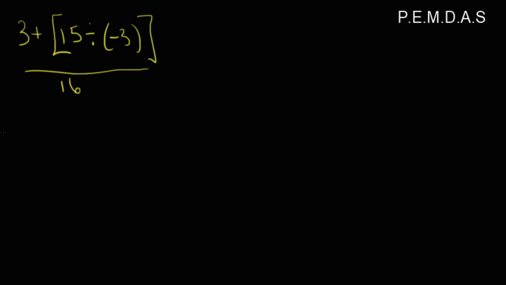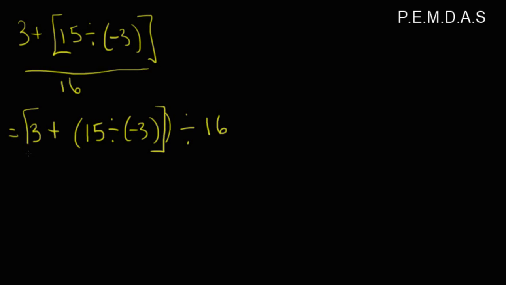Feel free to pause the video. I have 3 plus, in brackets, 15 divided by a negative 3, all over 16. So I can rewrite this for clarity. I want to go 3 plus 15 divided by negative 3, and that's divided by 16. So that shows us what to do first.